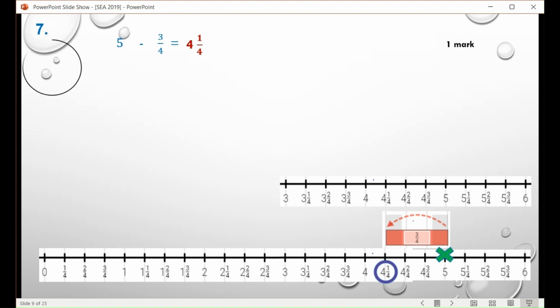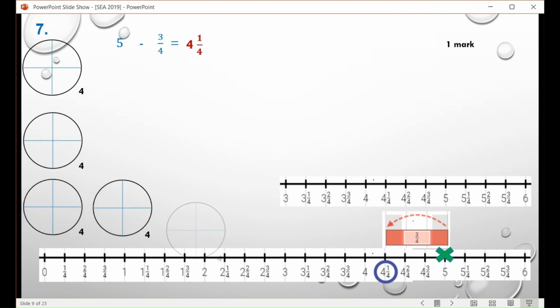Another way to represent this is by using circles. Since we're using fractions of a quarter, it means we're splitting the circle into 4 parts. And how many circles do we have? We have 1, 2, 3, 4, 5. We have 5 circles. If we consider 5 circles, and from there we take away 3/4, what are we left with? We are left with how many wholes? 1, 2, 3, 4 wholes and 1/4. So 4 1/4.